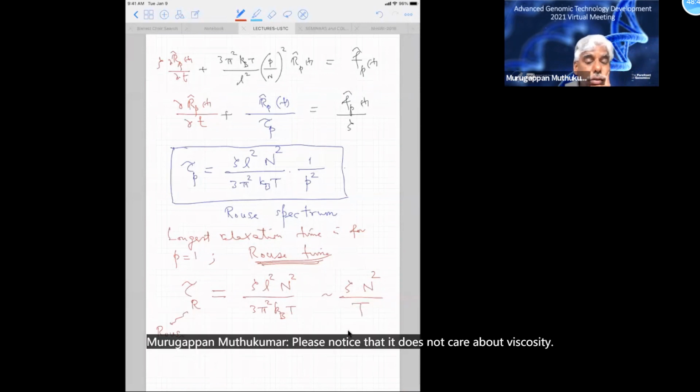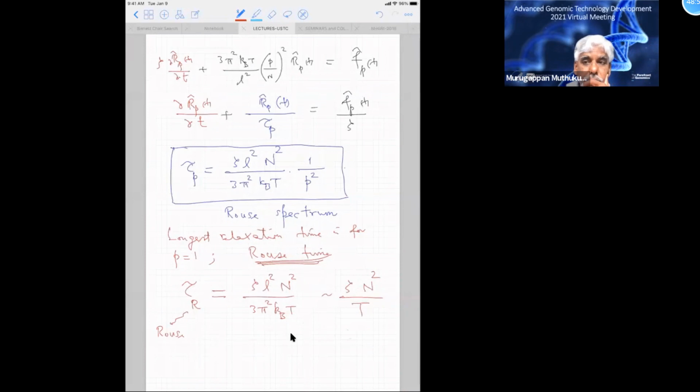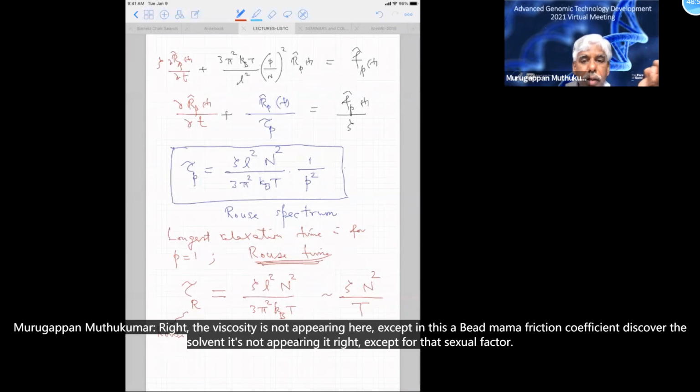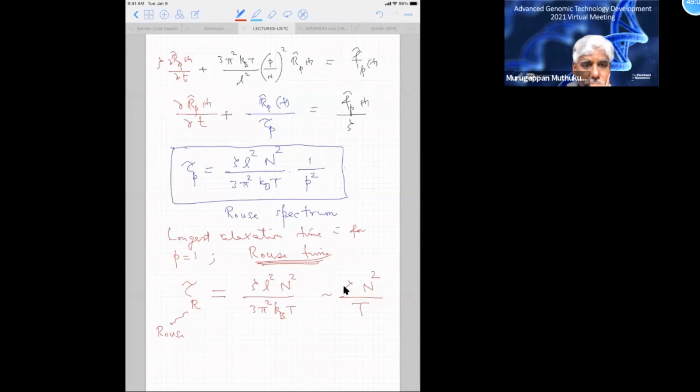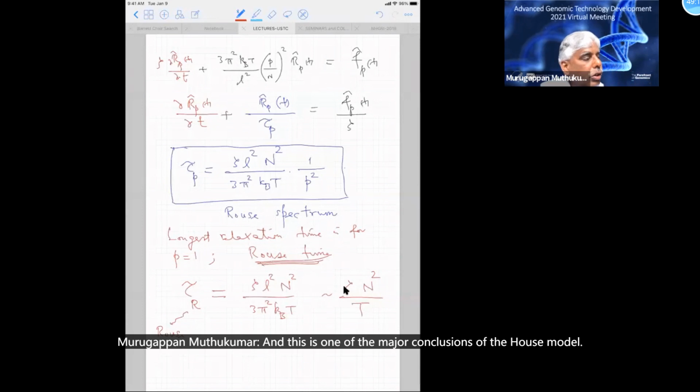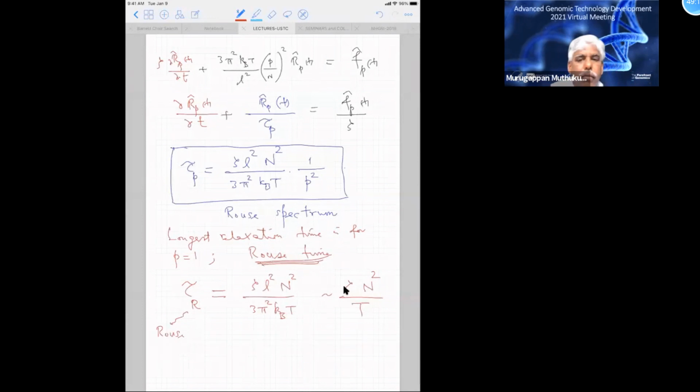Please notice that it does not care about viscosity. The viscosity of the solvent is not appearing here, except in this bead monomer friction coefficient. And this is one of the major conclusions of the Rouse model.